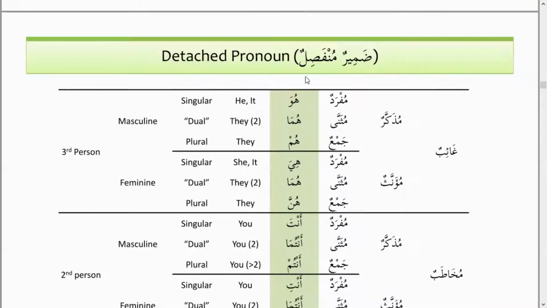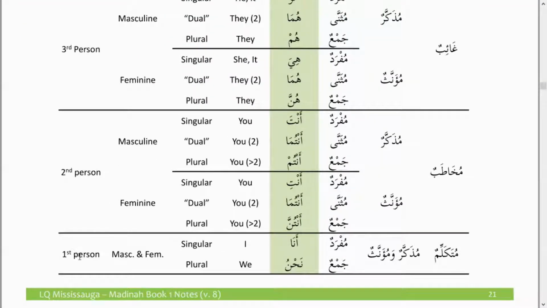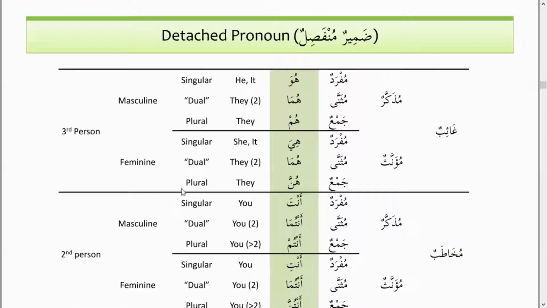Last time we did that when it is third person masculine, there could be three options. Third person feminine, again three options. Similarly, second person masculine, three options, and second person feminine, three options. That's how it's six. And for the first person, there's only one set of options; it is the same for masculine and feminine. Ana and nahnu are the same for everything.